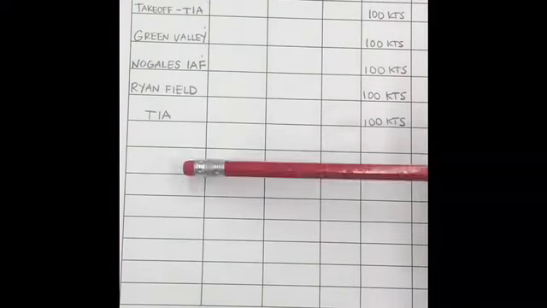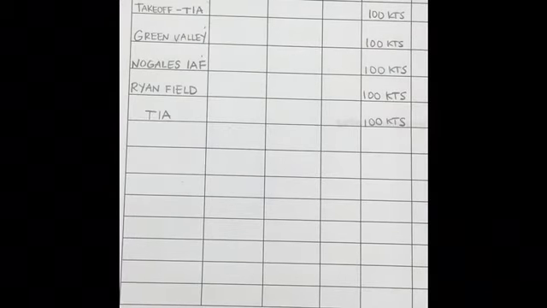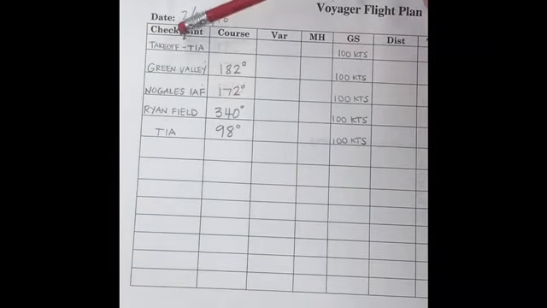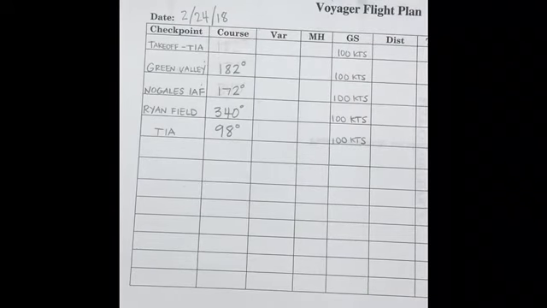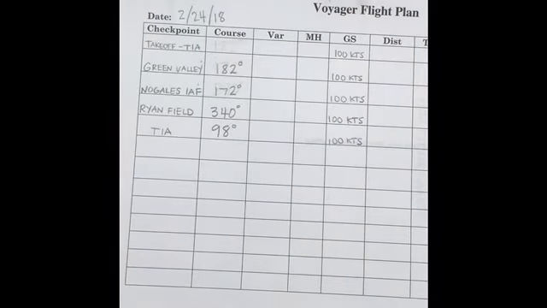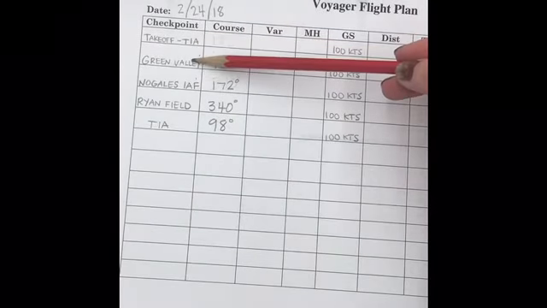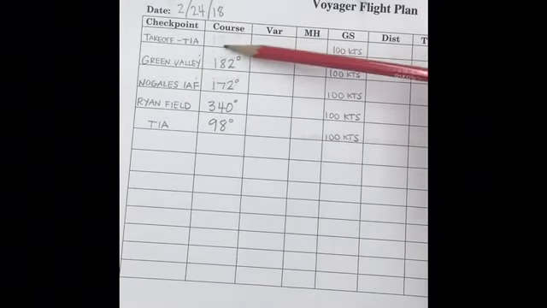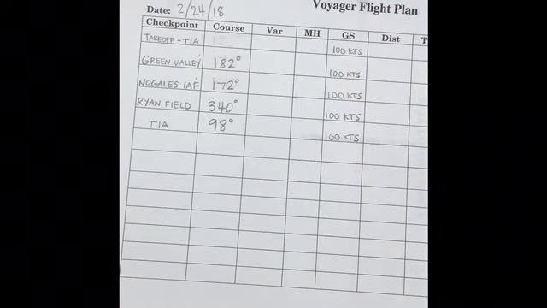Now that you've got your checkpoints and your ground speeds all plugged in, you're then going to plug in the course for each point. And you can do that now. Remember for the takeoff and TIA line that we're not really going anywhere from takeoff to the Tucson International Airport. It just means we're taking off. We're going to be above Tucson International Airport. So you don't need to put anything on the takeoff and Tucson International Airport line. So you have to start going from TIA to Green Valley, then Green Valley to Nogales. That's why I have nothing under course for the first line.